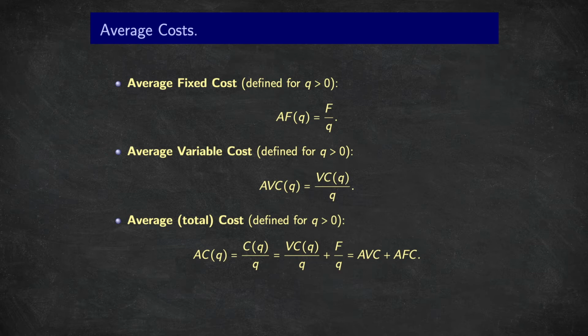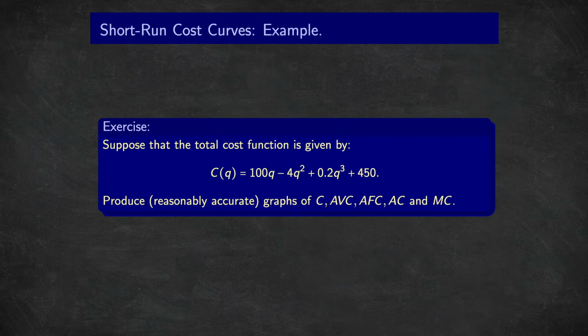For very low levels of output, average fixed cost is going to be quite high. Average variable cost takes the variable cost function VC(Q) and divides it by the level of output Q. And of course, average total cost is the sum of average variable cost and average fixed cost. So now that we know the basic definitions of these various types of cost functions, let's work on a graphical example and suppose that we're given a total cost function that looks like the following.